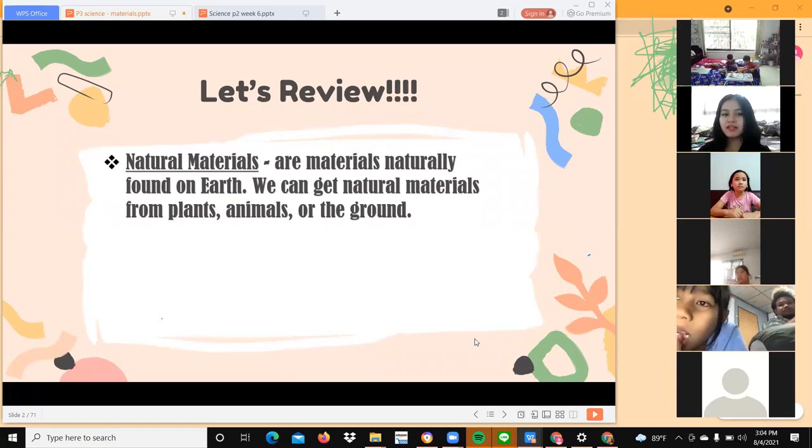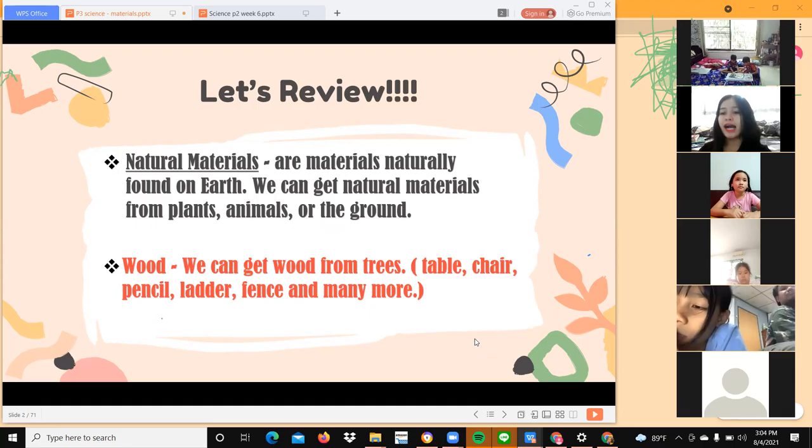And we have here wood. We already talked about wood last time. Again, we can get wood from trees. Some examples of the objects made of wood are the table, the chair, pencil, ladder, fence, and many more. Understand? Yes. Okay, next one.